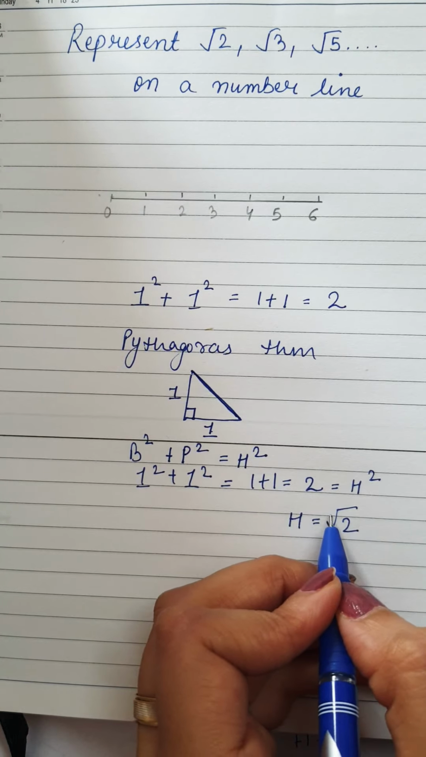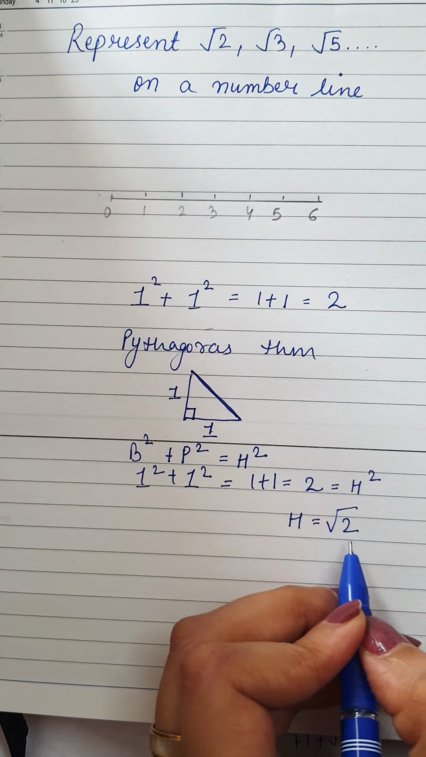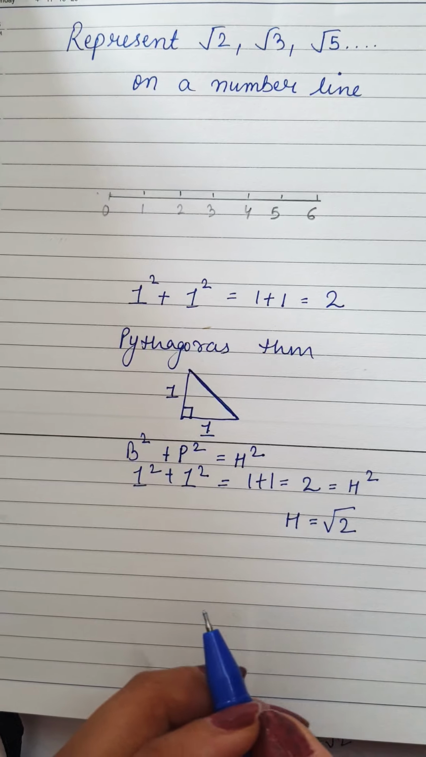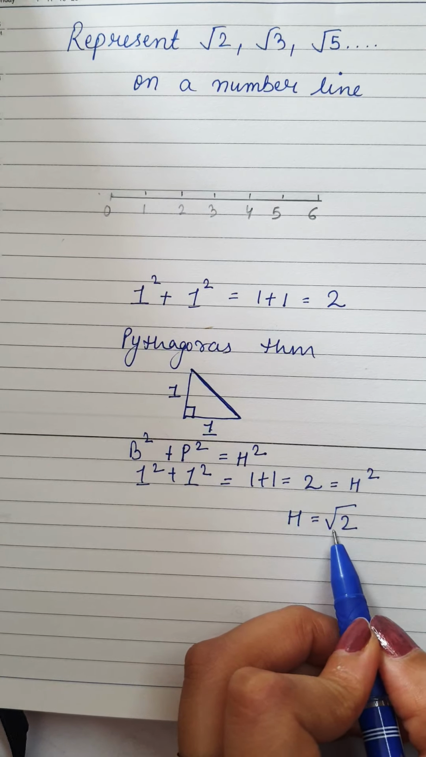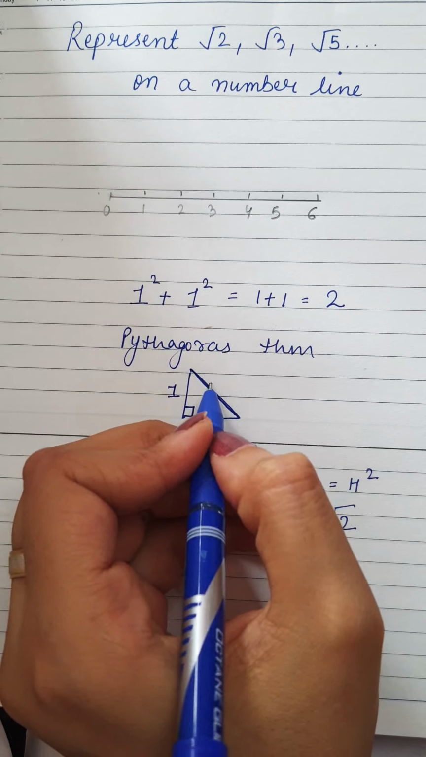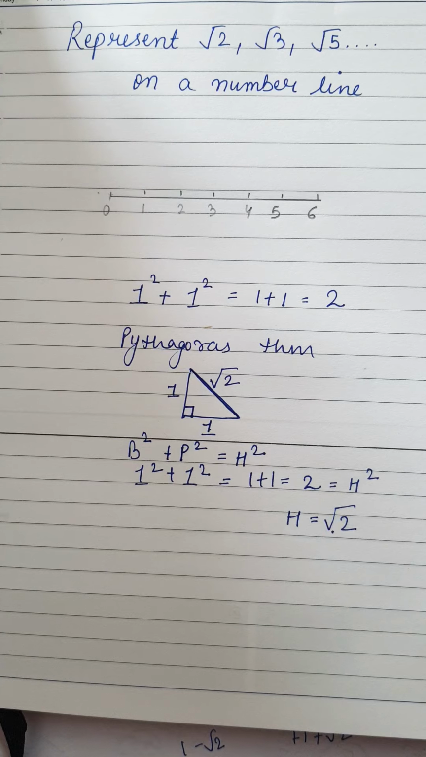So generally it has to be plus minus under root 2, but distance cannot be negative, so we are not including the sign here. So it is obvious that it is plus under root 2. So that means this distance is going to be root 2 according to the Pythagoras theorem.